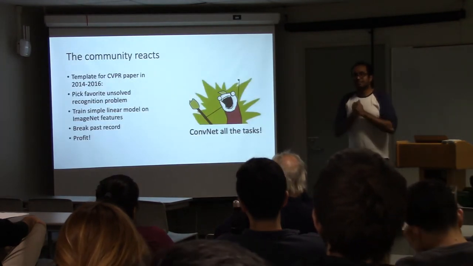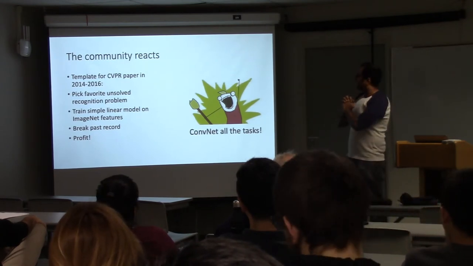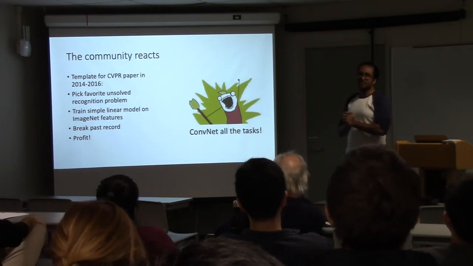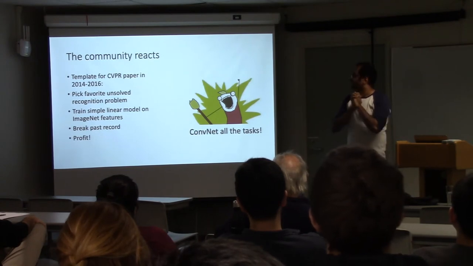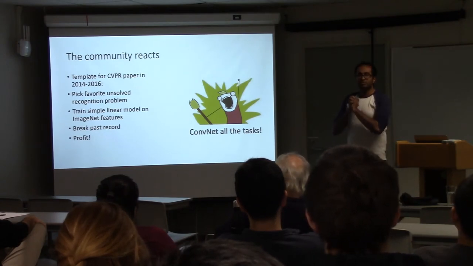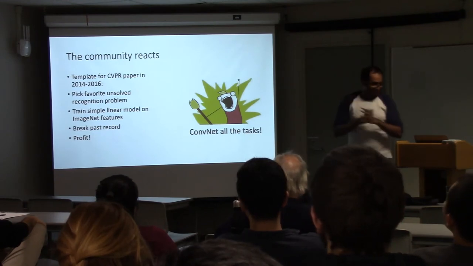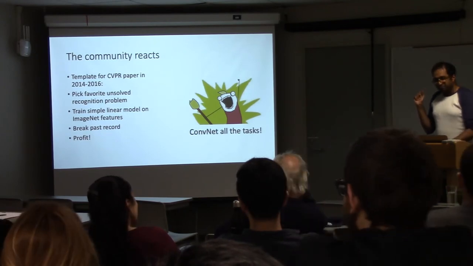So how did the computer vision community react? Well, we had a couple of years where there was a very simple template for getting a computer vision paper, which was you pick your favorite unsolved recognition problem, you use your ImageNet features, and then you break past it. And you profit, sometimes in a very literal sense.